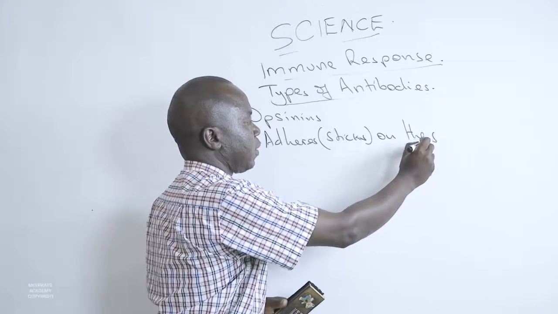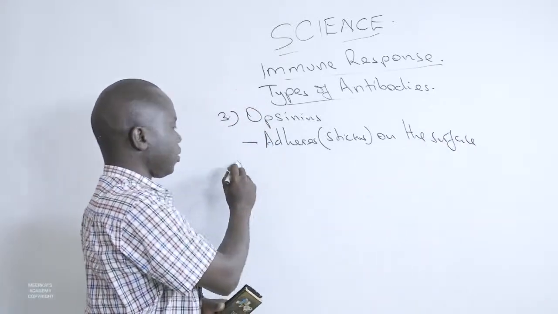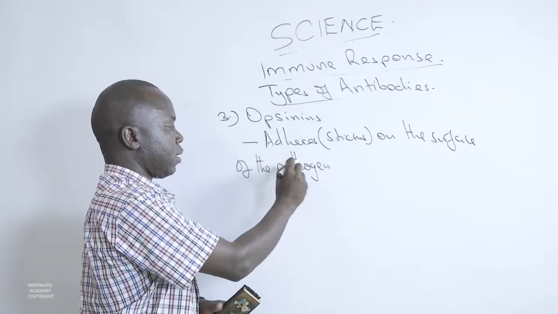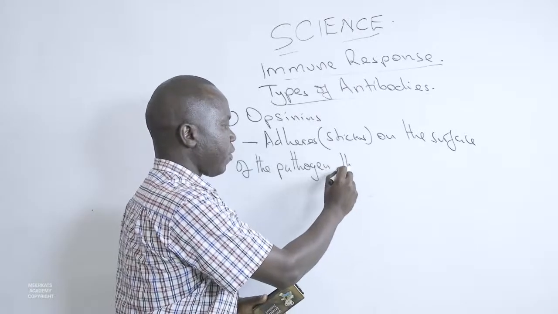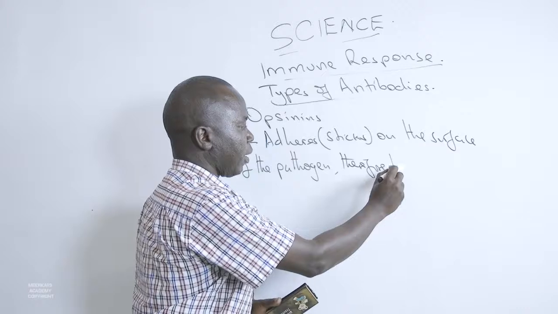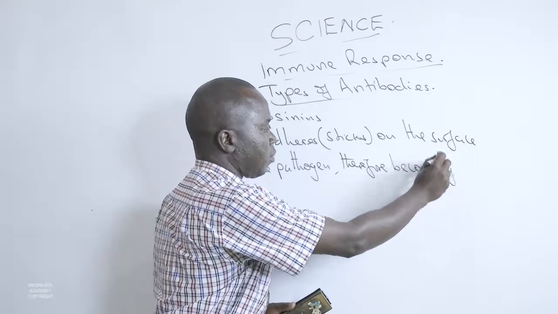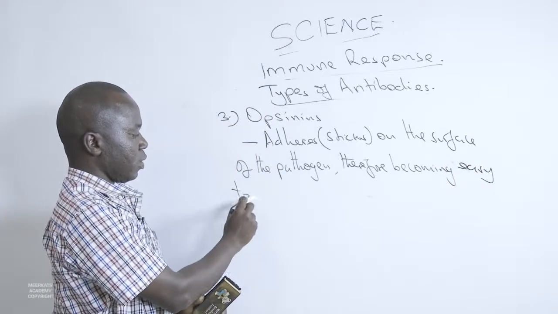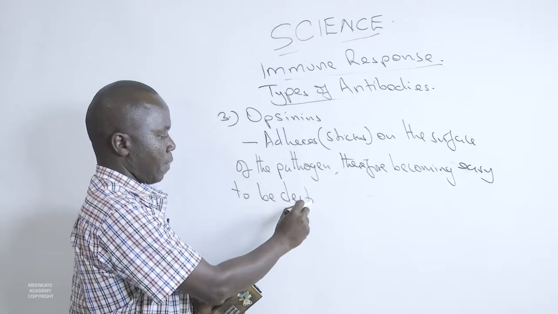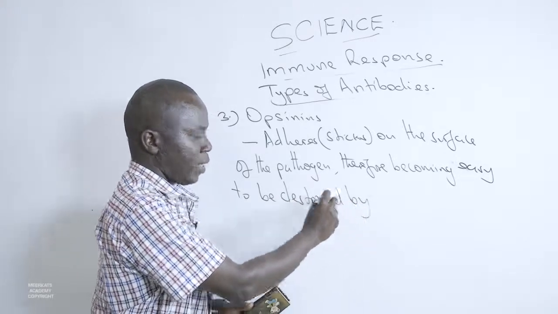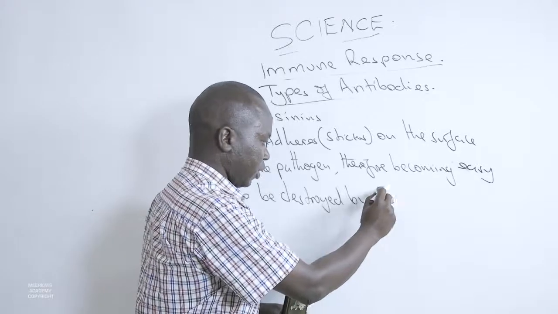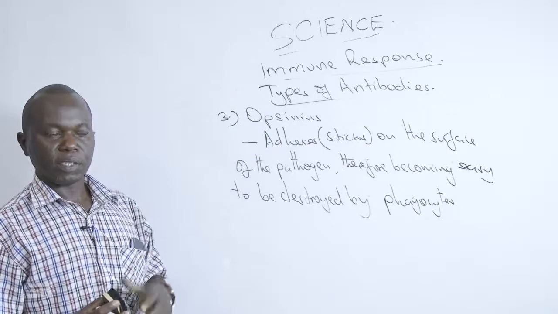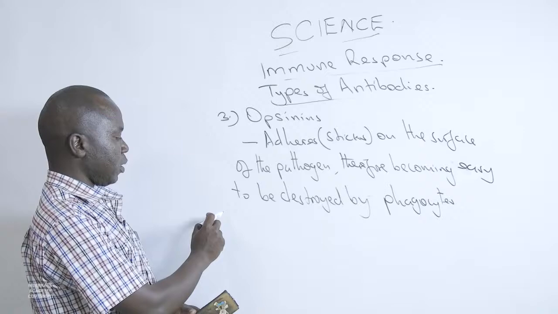On the surface of the pathogen. Sticks on the surface of the pathogen, therefore becoming easy to be destroyed by the phagocytes, and of course by the macrophages through production of other antibodies.